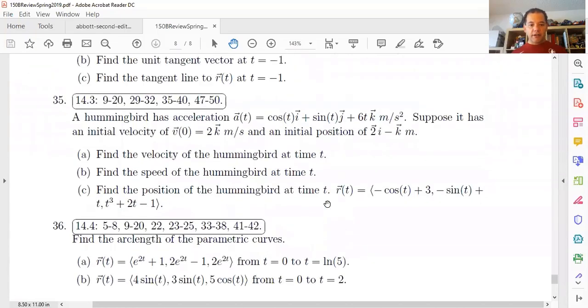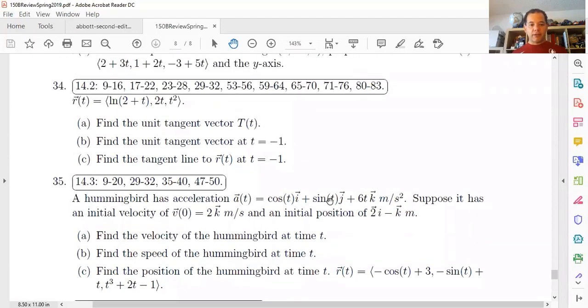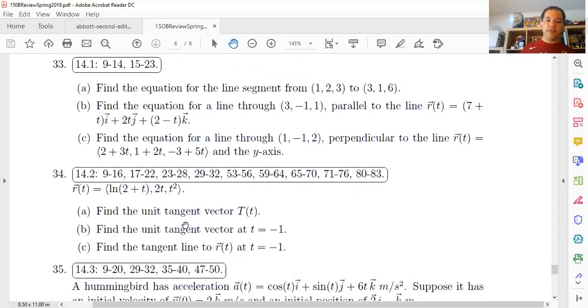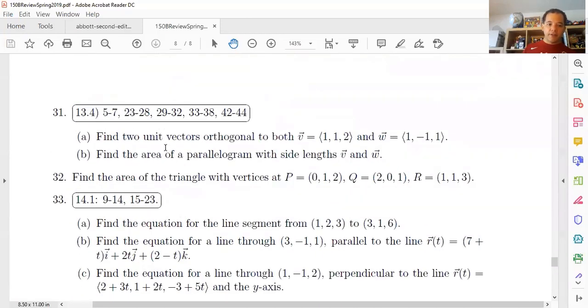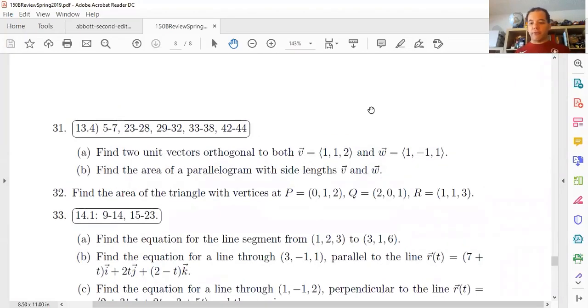So we have arc length. We have motion in 3 space. The derivative of the position is the velocity, and the derivative of the velocity is the acceleration. That's essentially what you need to know. And we have parametrizations of lines and line segments, and so on. I mean, this was chapter 13, before we did cross product and dot product.